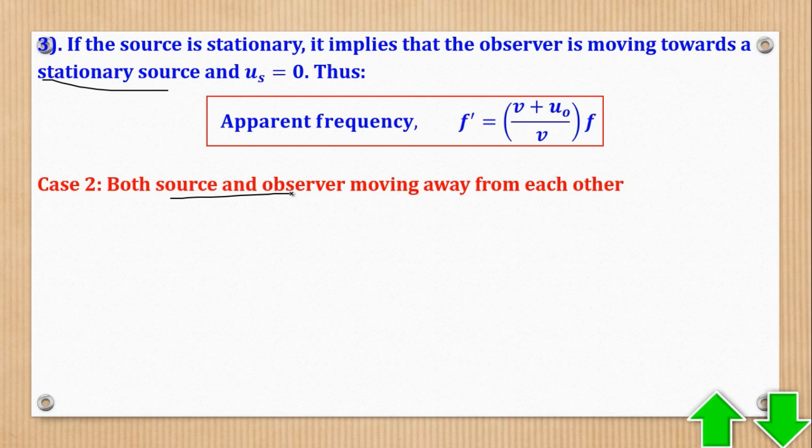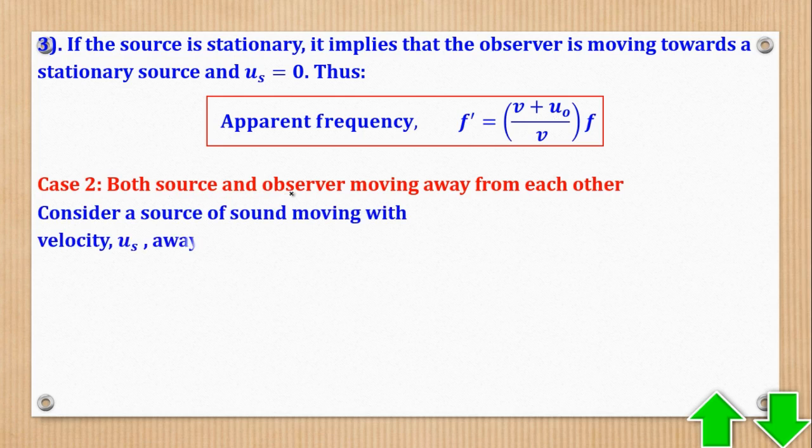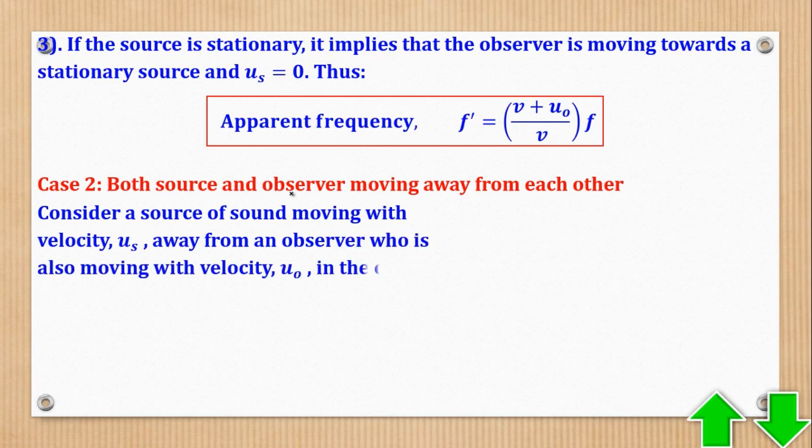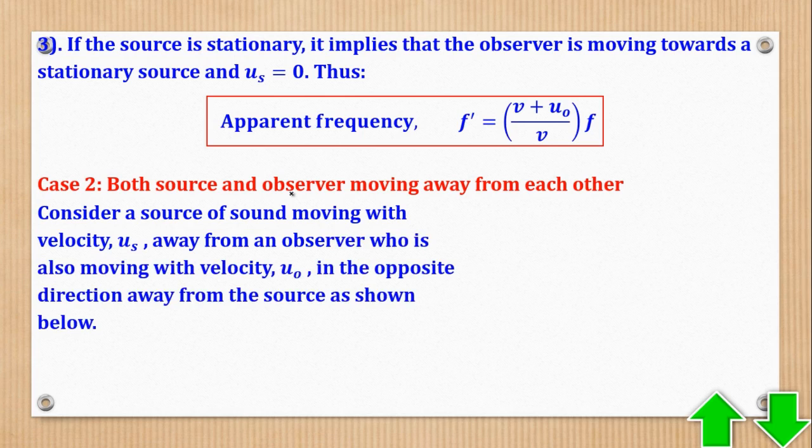What if both are moving away from each other? So still the same, consider a source moving at the velocity us away from the observer, who is also moving with the velocity u0 in the opposite direction away from the source as shown below. So we have the observer and the source, each moving away from each other. That means that the sound will move in this direction so that it reaches the observer.